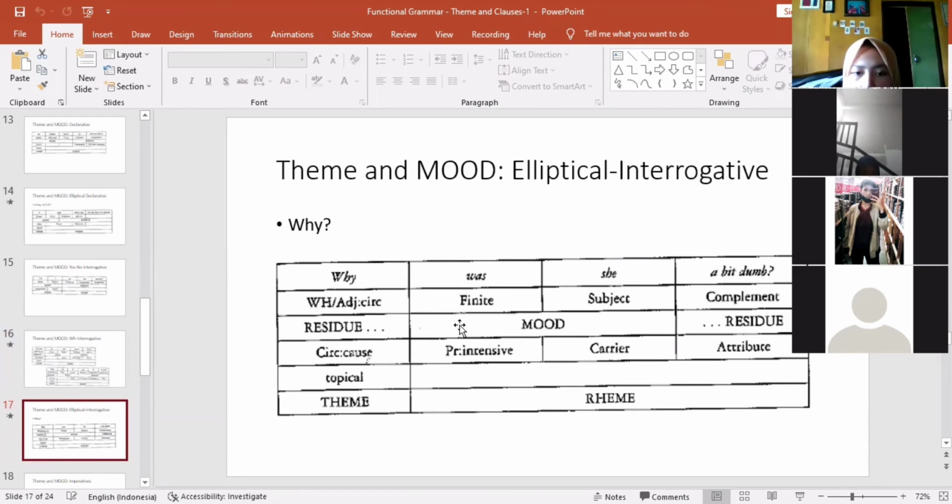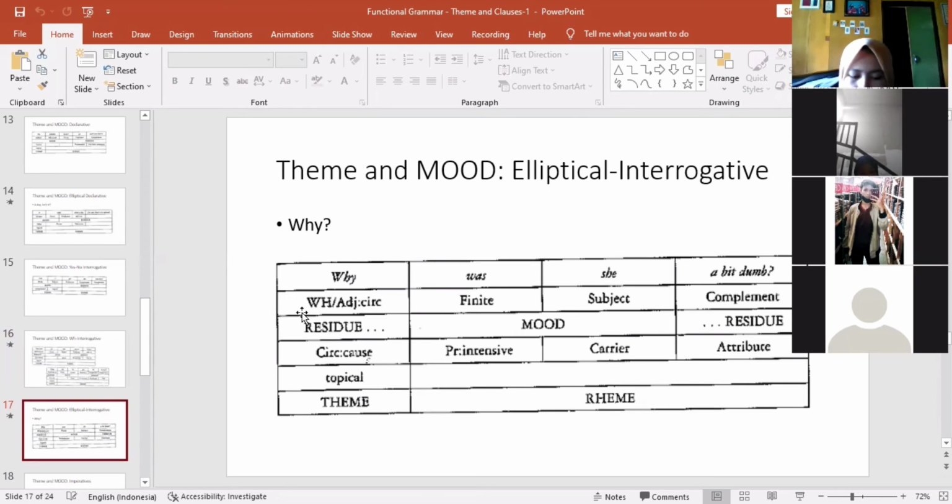For example: why was she a bit dumb? We can analyze the sentence. For mood analysis, why is WH adjunct circumstance, was is finite, she is subject, a bit dumb is complement. And then for the transitivity analysis, why is circumstance of cause, was is intensive process, she is carrier, a bit dumb is attribute. And then for theme and Rheme analysis, why is topical theme and the rest is Rheme.